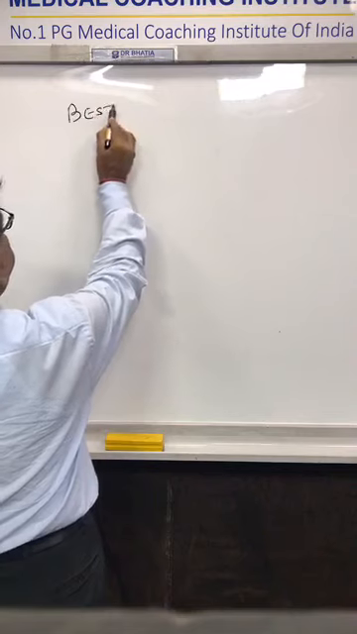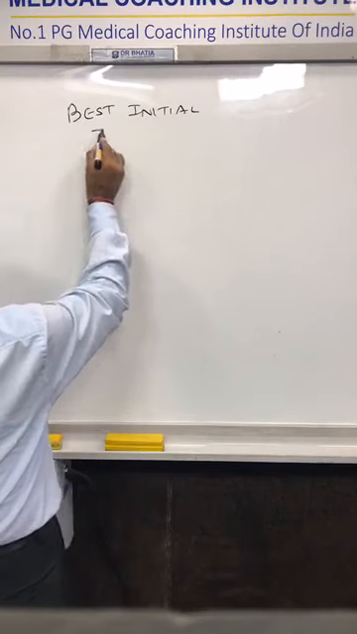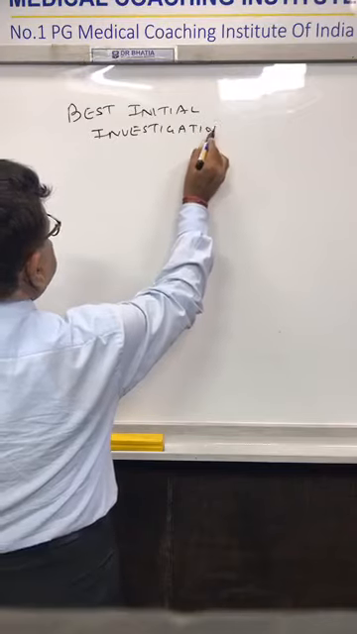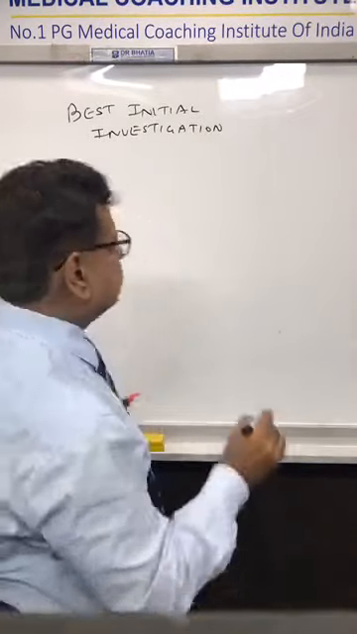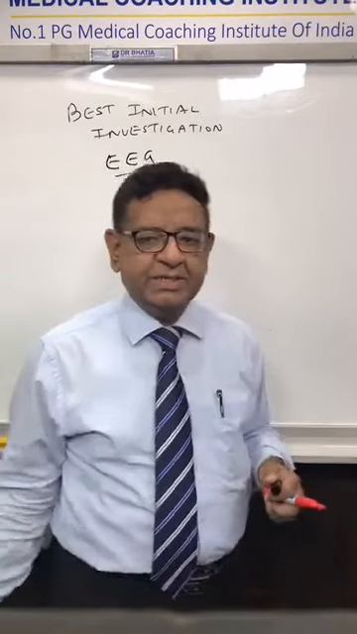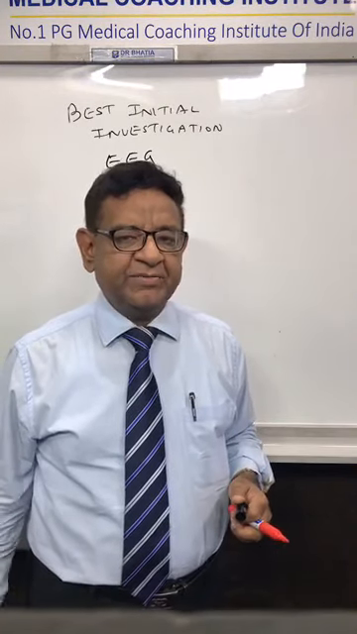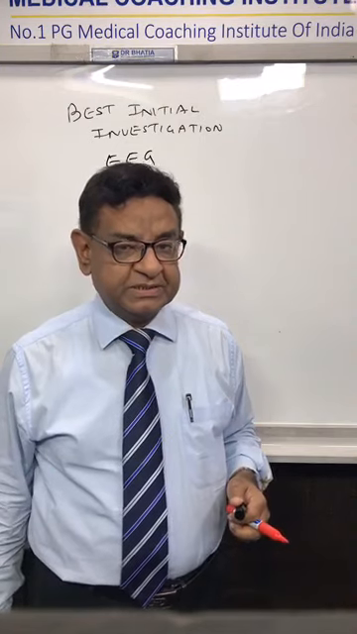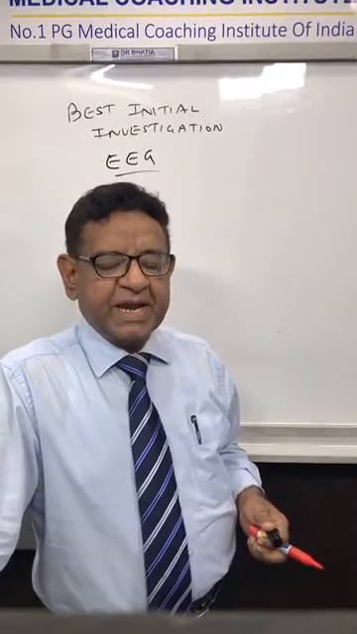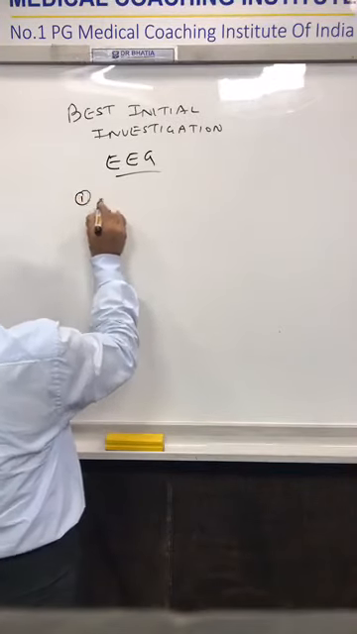So if there is nothing of this sort, then the single best initial investigation for epilepsy is EEG. Because EEG is the one which is going to record directly the disturbed electrical activity of the seizure disorder. I hope you remember the definition of seizure: a disturbed electrical activity of the brain is seizure. So EEG will confirm the diagnosis.